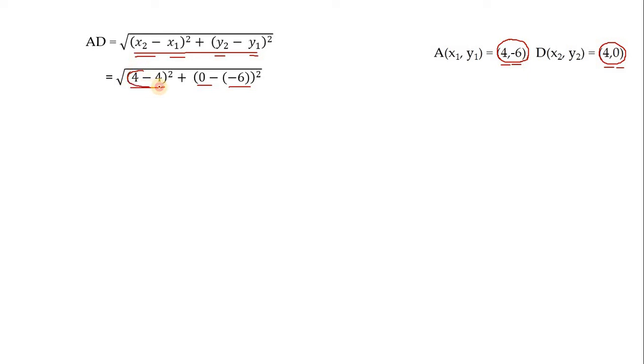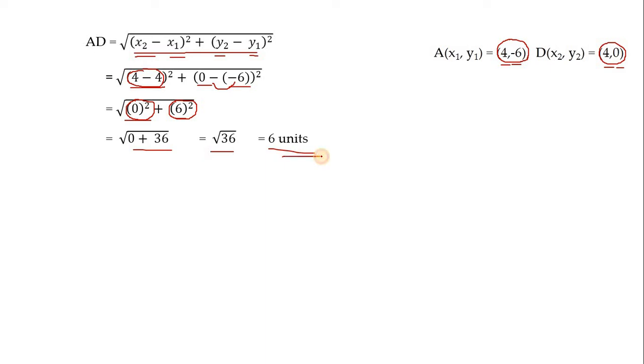Now let us solve this. 4 minus 4 is 0 and 0 square. Here minus into minus is plus, so plus 6 whole square we will get. So 0 square means we will get 0 itself, 6 square means we will get 36, hence root 36 we will get. So root 36 means 6. We have found distance, hence the unit will be unit itself. Therefore the length of the median AD is equal to 6 units.